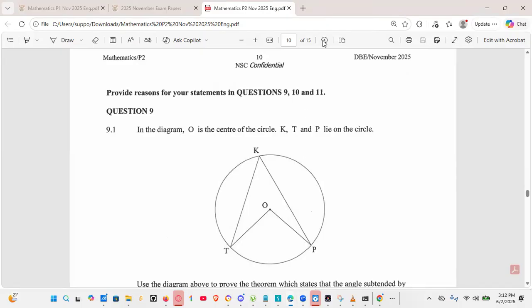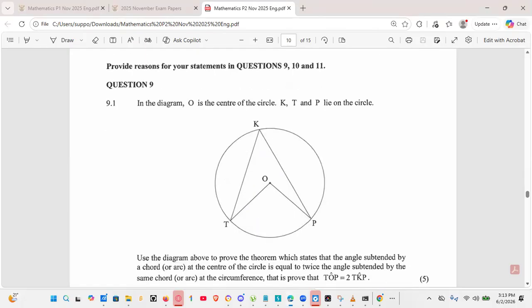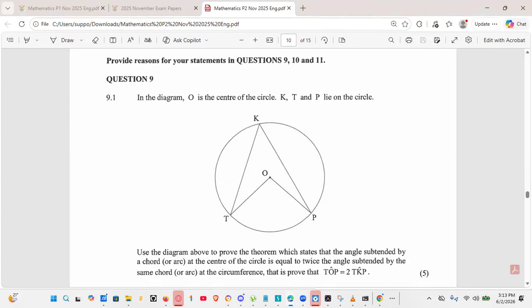Question 9 is a proof. And they basically want you to prove this theorem. So when you walk into an exam, it's always better to study each and every proof so that if it does get asked, you memorize the steps and you'd rather focus on understanding the proof as opposed to memorizing it. So that's the proof of the angle at the center is 2 times the angle at the circumference. Or conversely, the angle at the circumference is double the angle at the center.